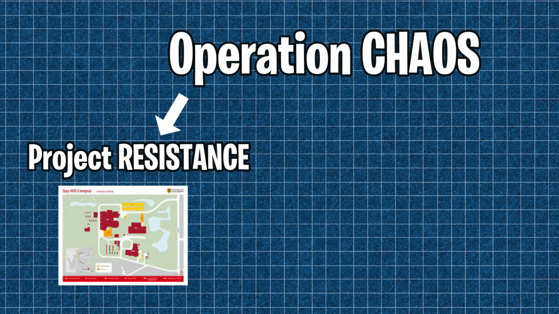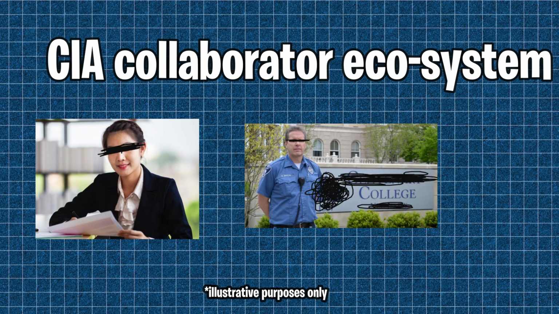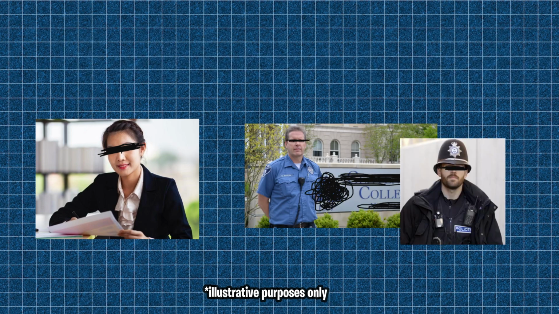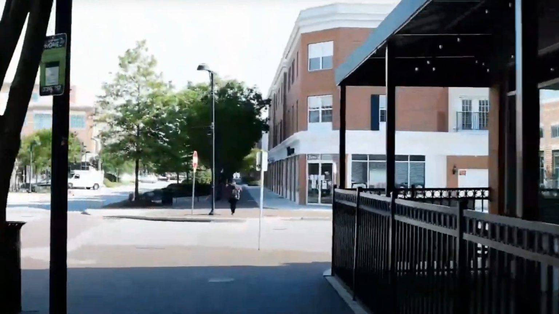So the first project, called Project Resistance, was about finding collaborators within these college and university ecosystems. This meant finding college administrators, collaborating with security guards within the campus, as well as local law enforcement. And with these collaborations, the CIA would spy on these anti-war activists and write down their names. I believe they had a database of 12,000 to 15,000 names.